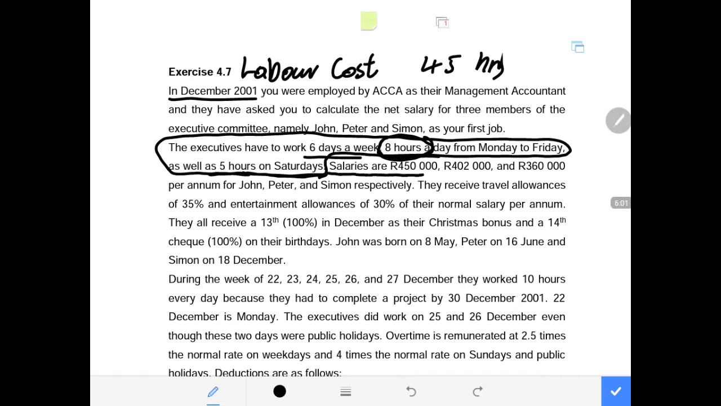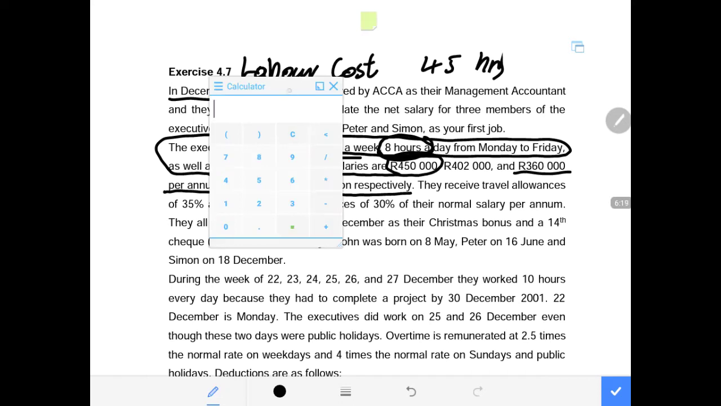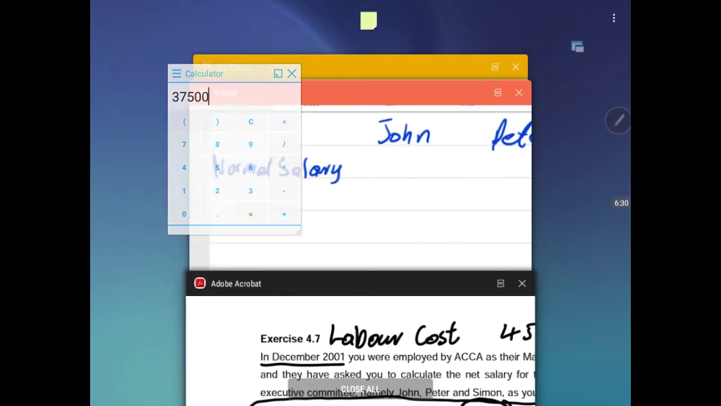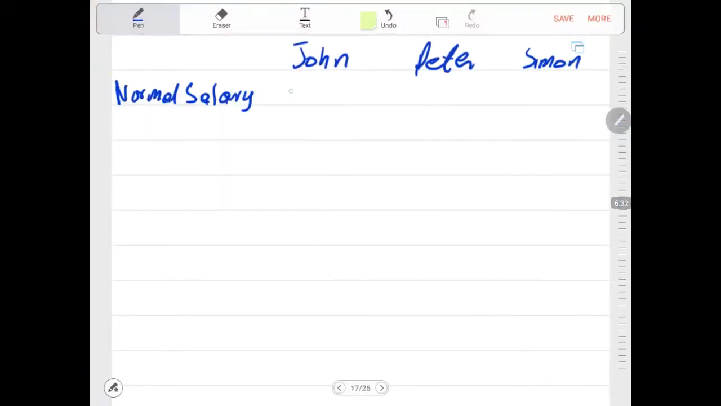Salaries are 450,000 rands, 402,000 rands, and 360,000 rands per annum for John, Peter, and Simon respectively. So we can say that these are really serious salaries. Let us just do roughly monthly salaries. 450,000 rands divided by 12 will give us a monthly salary of 37,500, which we can record so far as our normal.